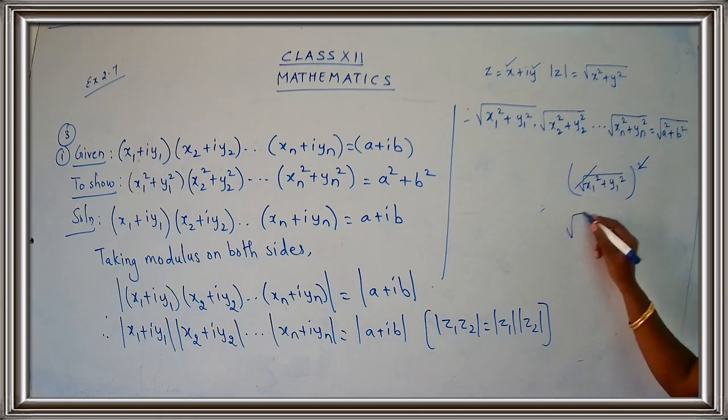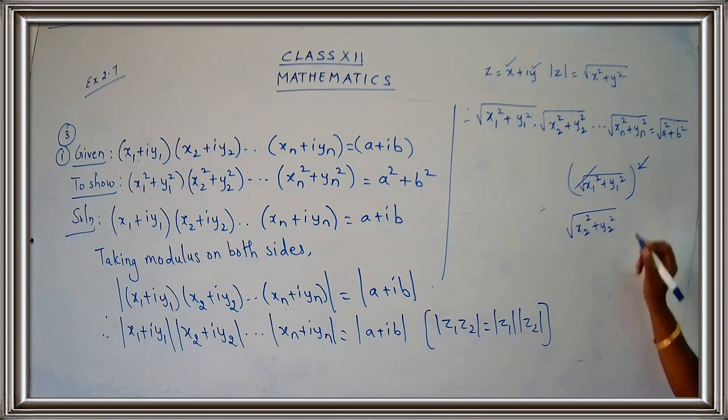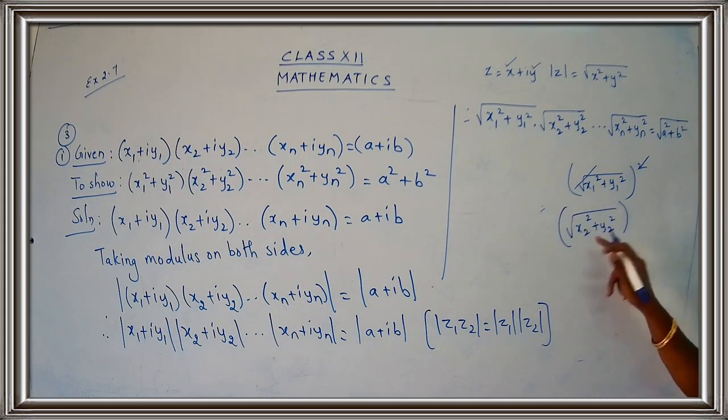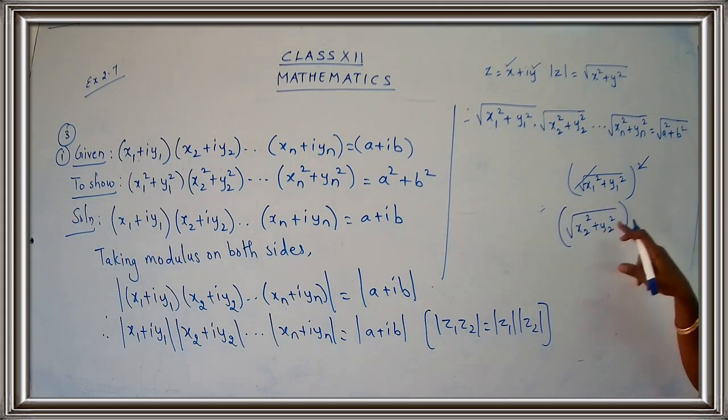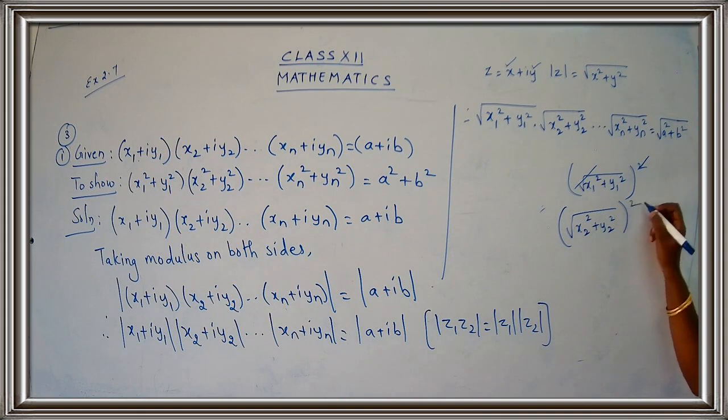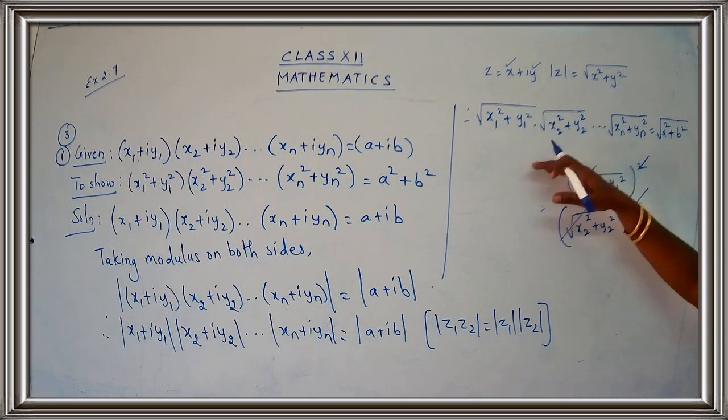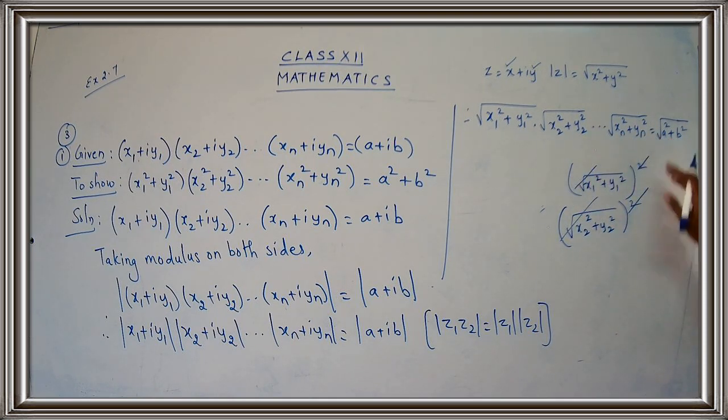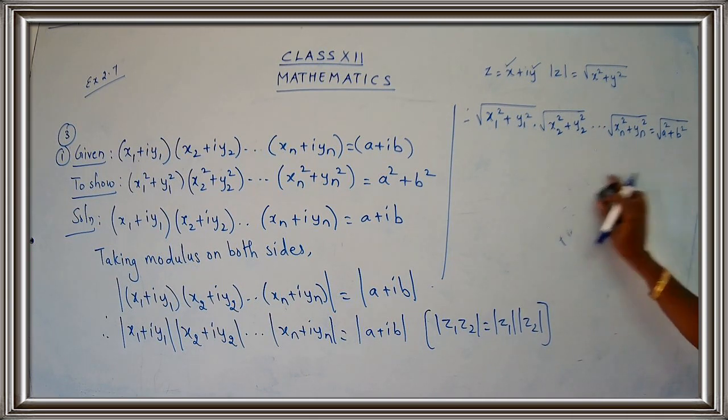Similarly, if you are going to square the square root of x2 square plus y2 square, what happens? The square and the square root term get cancelled, and only the terms will be left out. That is, x2 square plus y2 square will be left out. Similarly, we are going to follow for all the terms, and we are going to get the answer. So let's write down the step here.